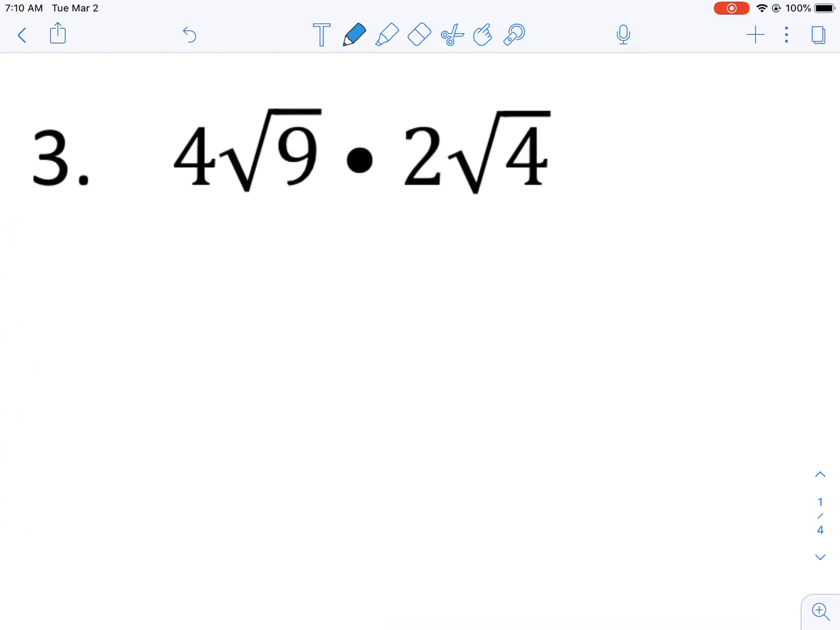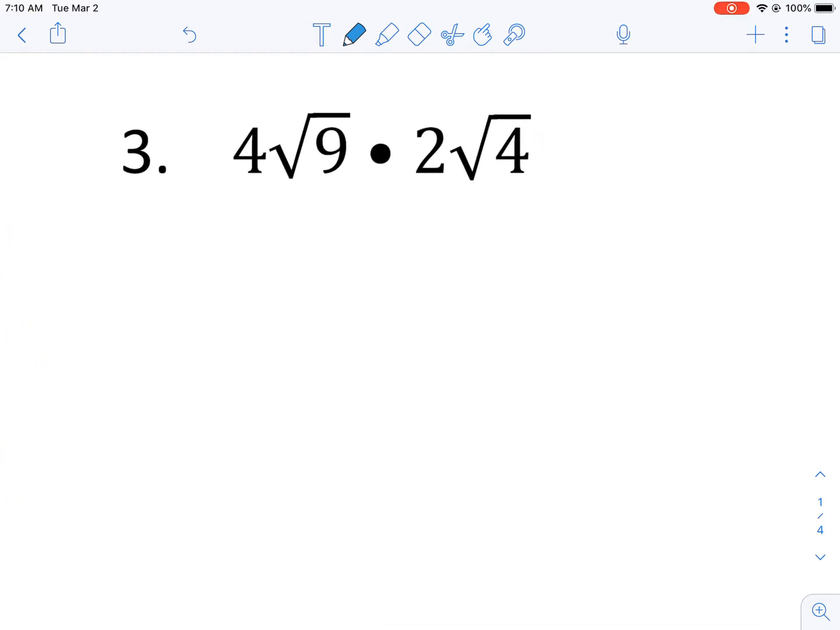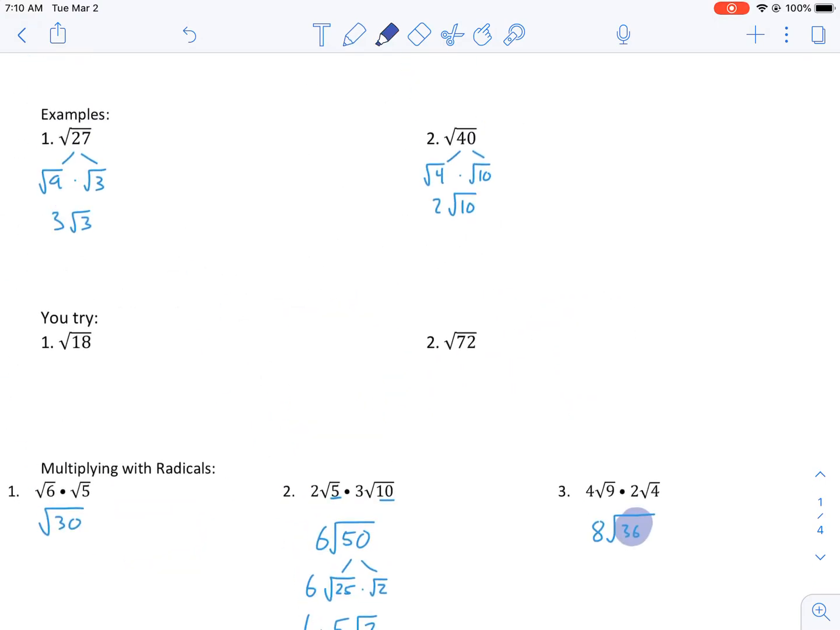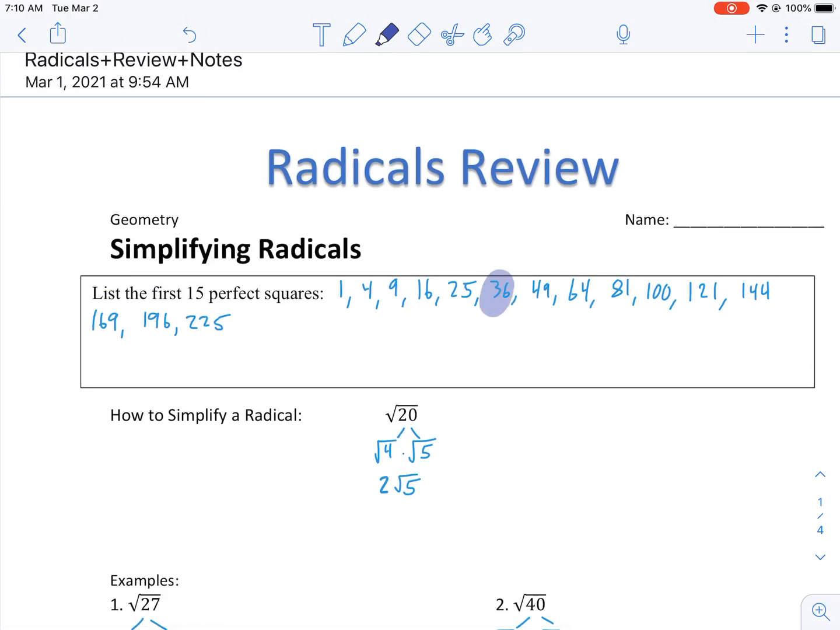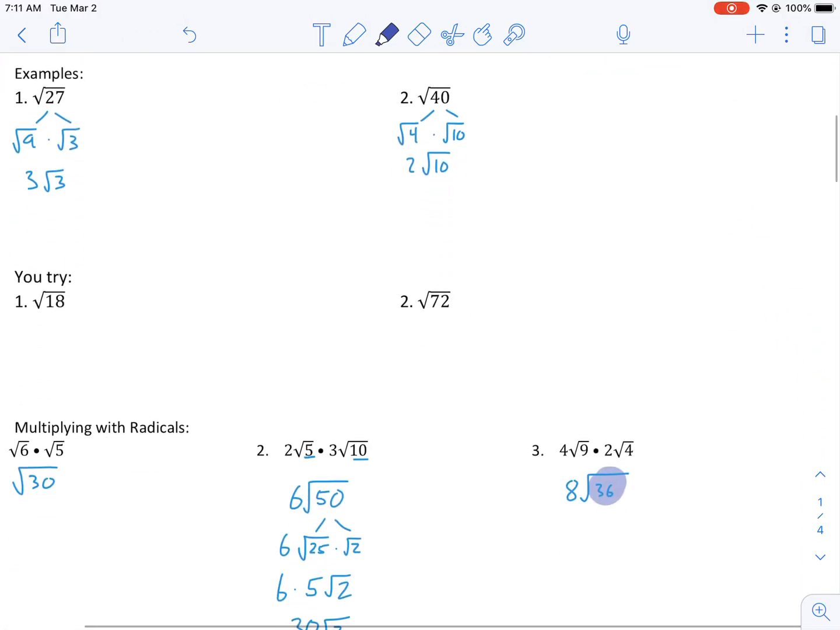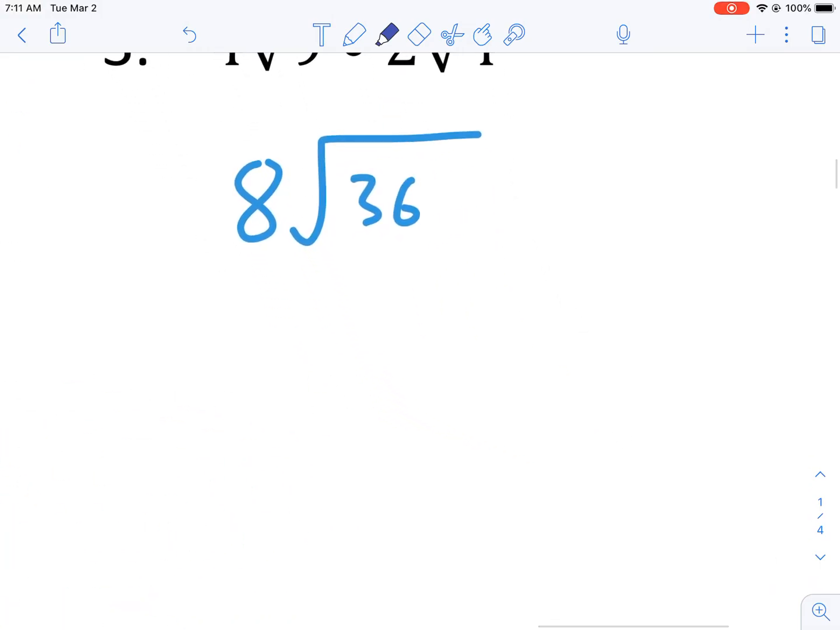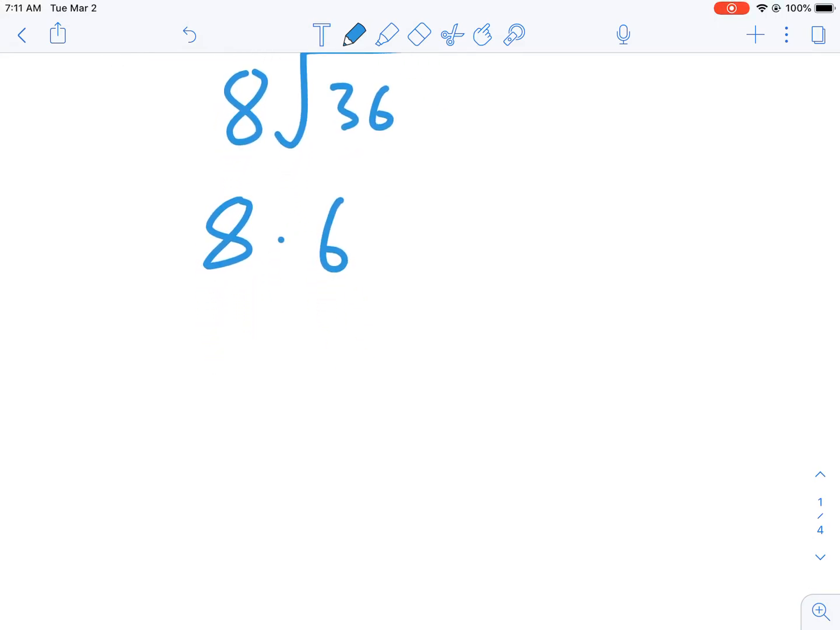On this example, we have the same thing. So 4 times 2, that's 8. 9 times 4, that's 36. And the interesting thing here is that we have 36, and 36, if you recognize it, is actually a perfect square. So if your number inside your square root is actually a perfect square, you don't have to go through all the steps of breaking it up and simplifying it, okay? All you have to do is take the square root of it, all right? The square root of 36 is 6. So then 8 times 6 is 48, and that would be your answer.